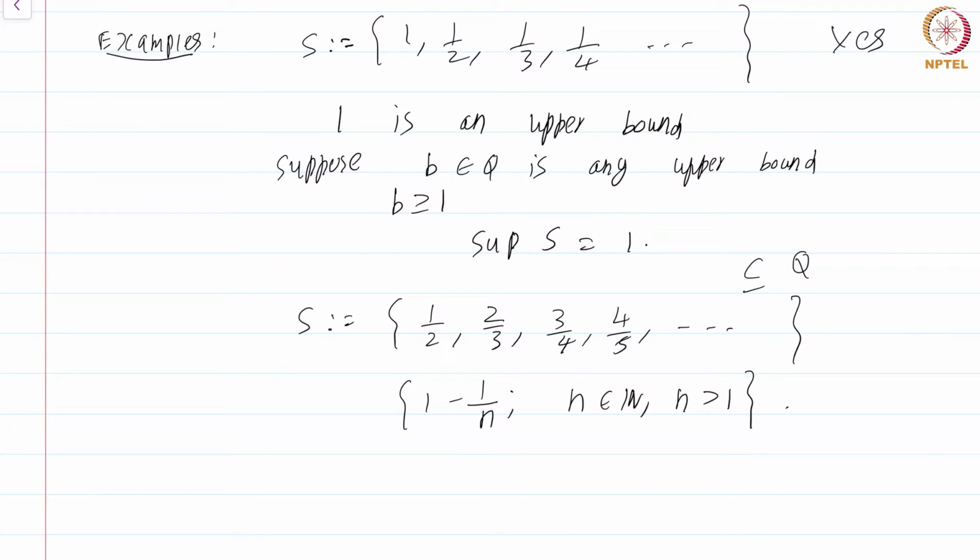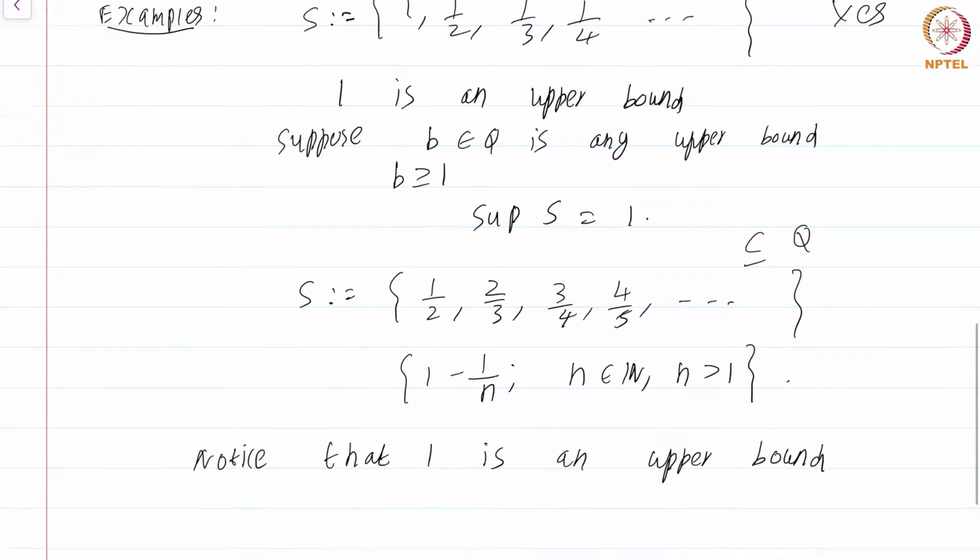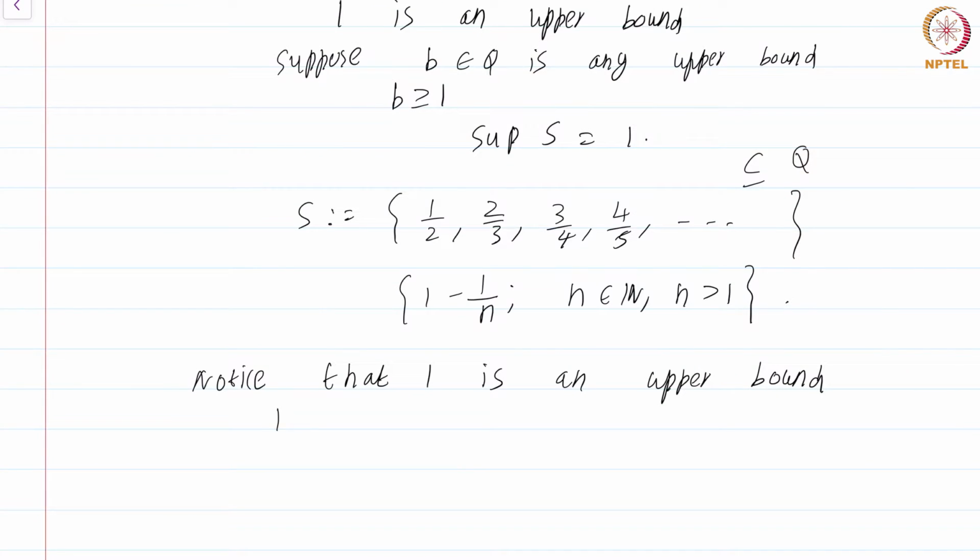Well, let's see that. Notice that 1 is an upper bound. That's clear because all elements are of the form 1 minus 1 by n. The claim is that 1 is actually the supremum.